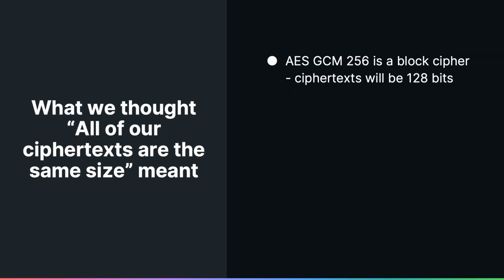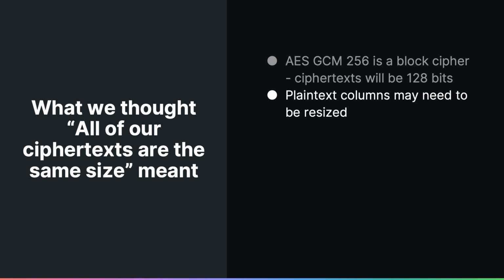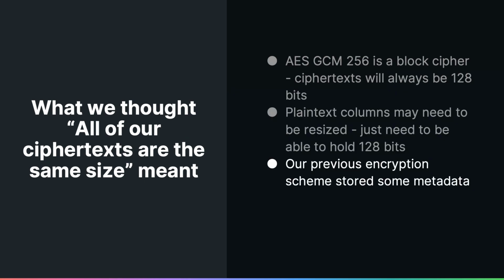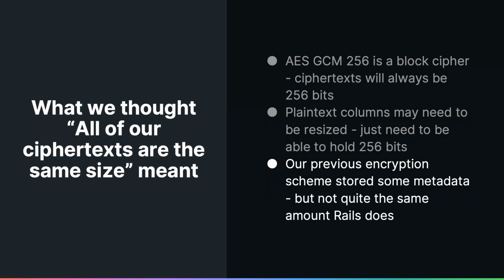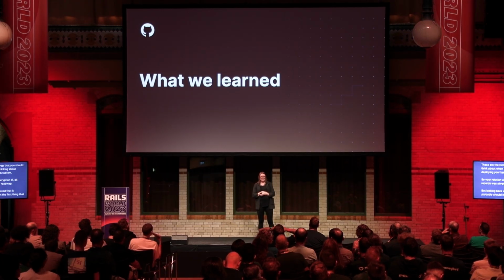And all the ciphertext will be 128 bits, right? So that sounds good. Some columns are migrating from plain text, but they just need to be resized to hold about 128 bits, right? I think some of you see where I'm going with this. Our previous encryption scheme stored some metadata, but it didn't store quite as much metadata as Rails does, and not quite in the same way. So what did we learn?